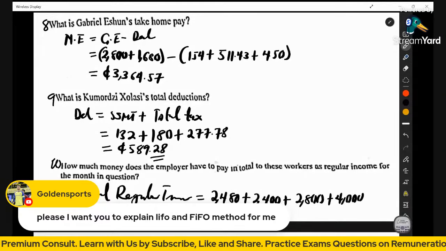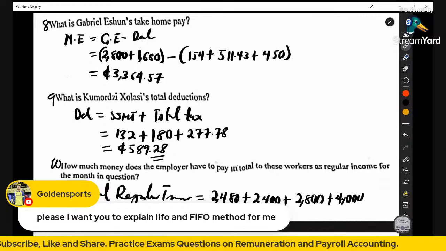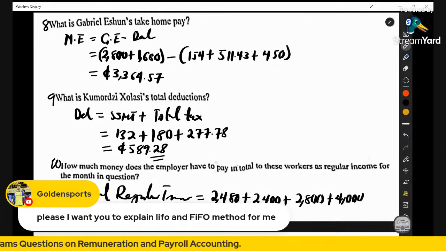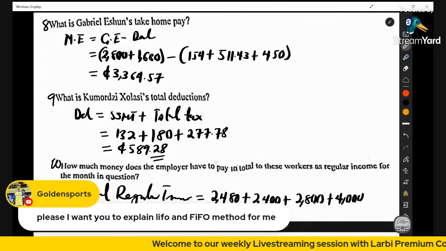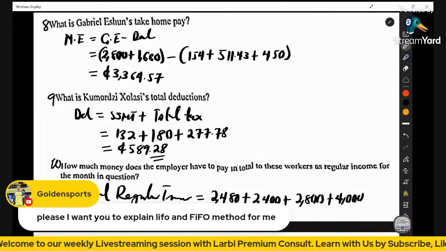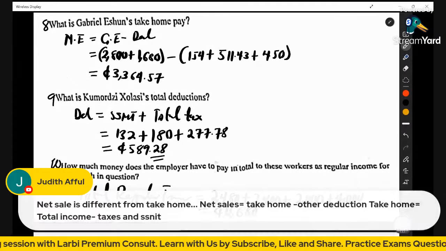Then Golden Spot is saying that, please, I want you to explain LIFO and FIFO method for me. Okay, I will do that, but let me attend to those who are bringing questions on what we are discussing. After that, I'll come back to your question. So please just stay online so that I'll come back and explain your question once more, since it's a different dimension from what we are doing for now.